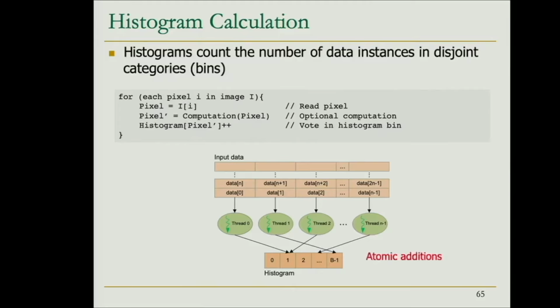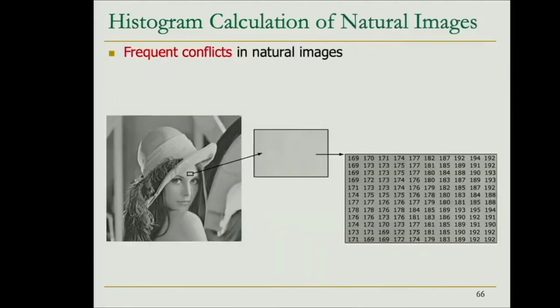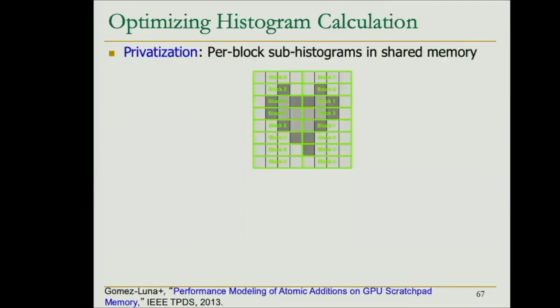And this entails serialization, and the performance of the program might go down very quickly. This is very frequent in histogram computation of natural images. Why is that? Because it is very likely that these pixels have the same value, right? So for example, these threads are reading all these pixels, and these two are reading pixels with value 192. And the distance between these two pixels is 2. So for sure, or very likely, they're going to belong to the same warp. Right? So this will entail the serialization.